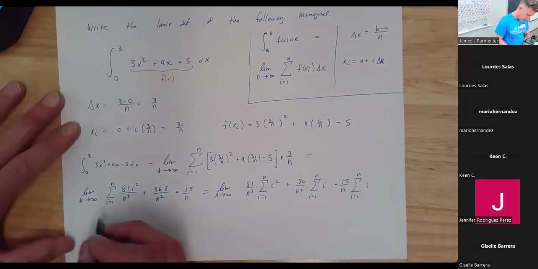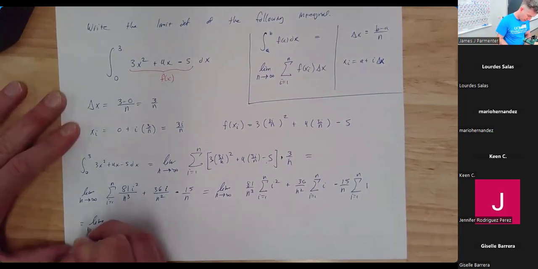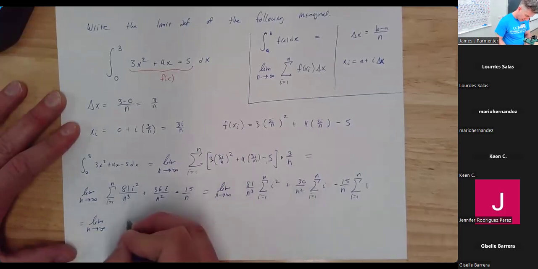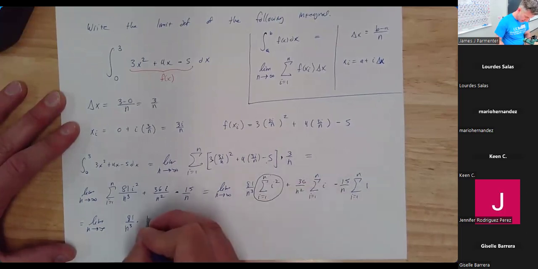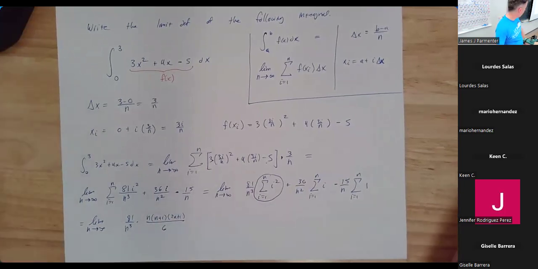Then we have to use the formulas. So that's going to be the limit as n goes to infinity of 81 over n cubed. The sum of i squared from i equals 1 to n is n times n plus 1 times 2n plus 1 over 6. I don't know if you're expected to memorize this or if it will be provided if needed.